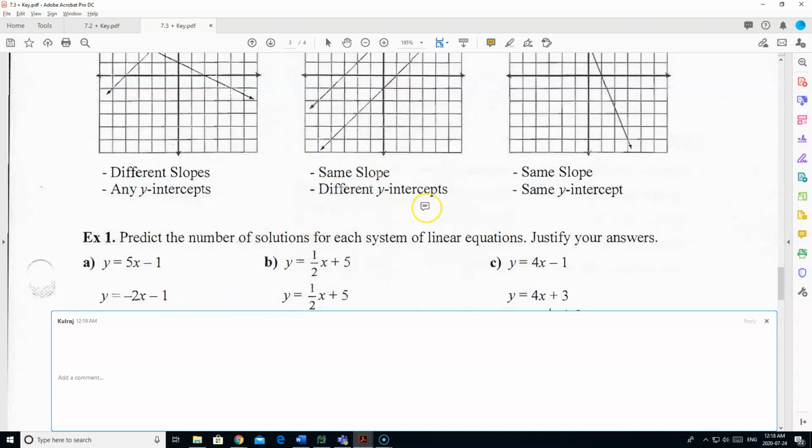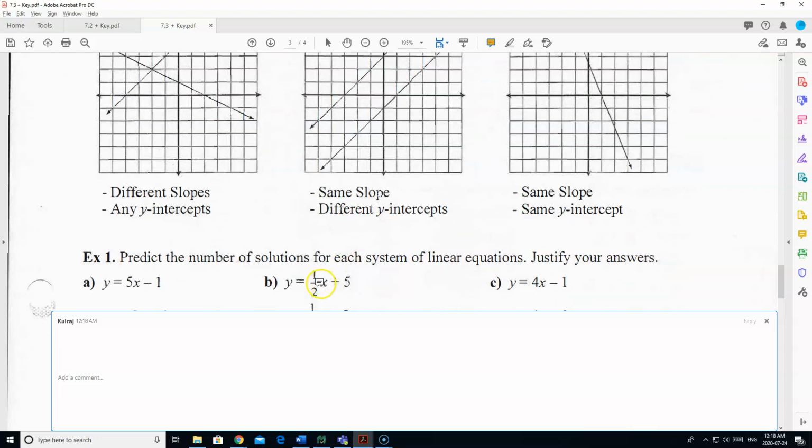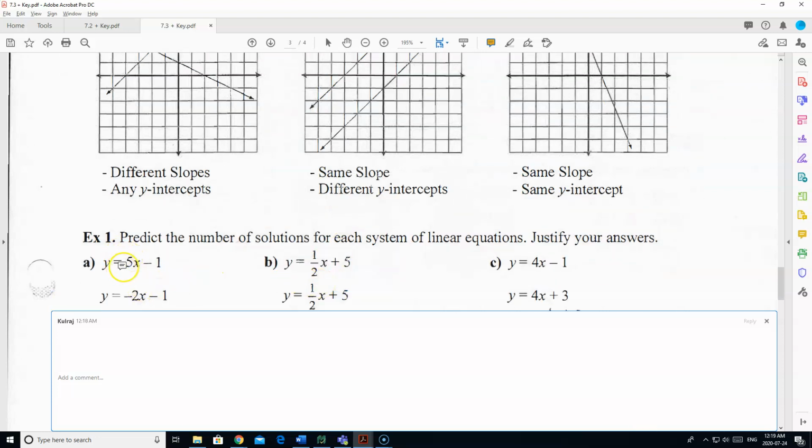If we scroll up a bit: when there are no solutions, the lines are parallel with different y-intercepts. For one solution, they have different slopes, and the y-intercept could be anything. Infinite solutions is when they overlap, so they have the same slope and the same y-intercept. So when we look at this question, what's the slope? The slope here is 5, and here it is negative 2. So the slopes are different. The y-intercept is the same. When the slopes are different, that's all you really need to know. The slopes are different.